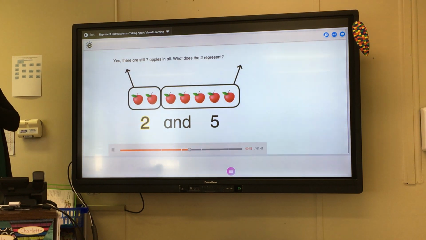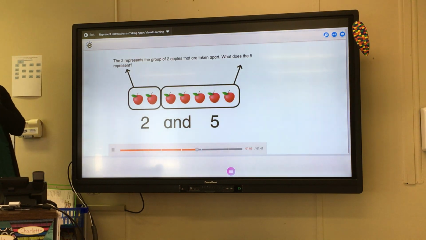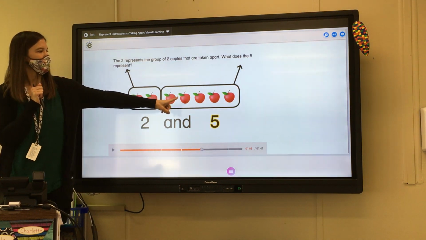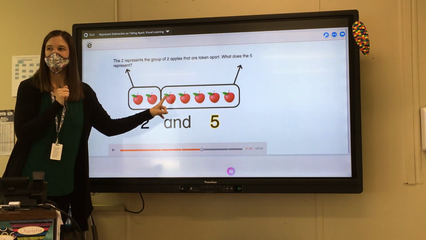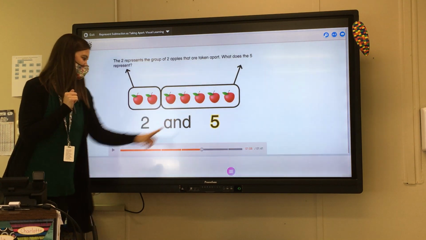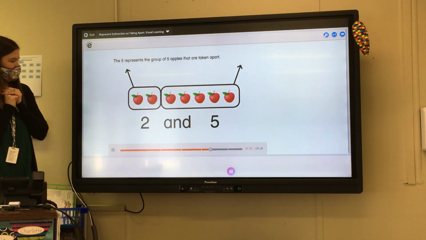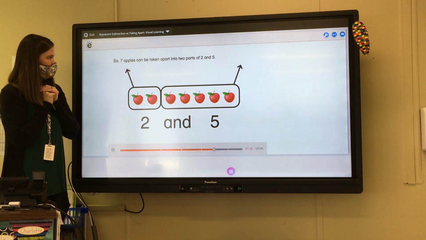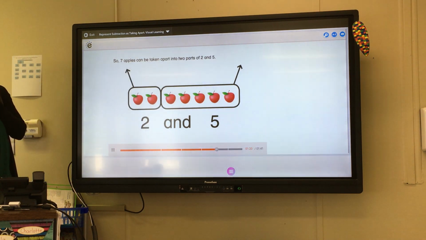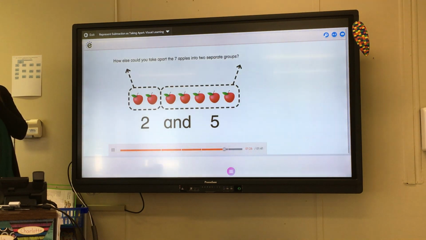What does the 2 represent? The 2 represents the group of 2 apples that are taken apart. What does the 5 represent? The group of 5 apples taken apart. The 5 represents the group of 5 apples that are taken apart. So, 7 apples can be taken apart into 2 parts of 2 and 5. How else could you take apart the 7 apples into 2 separate groups?